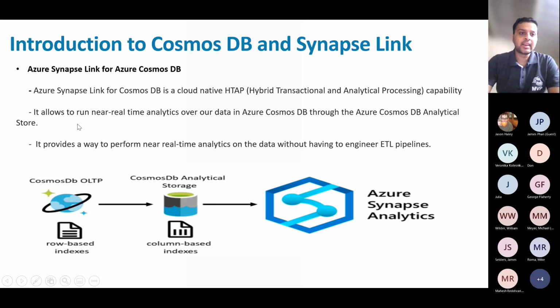Now, with this Synapse Link for Cosmos DB, we can actually create and run near real-time analytics over the data in Cosmos DB using the Cosmos DB analytical store. So once the Cosmos DB is created, first of all, we have to enable the Synapse Link. And with this Cosmos DB analytical store, we can enable near real-time analytics. Azure Synapse Link provides a way to perform near real-time analytics on the data without having to create any ETL pipeline.